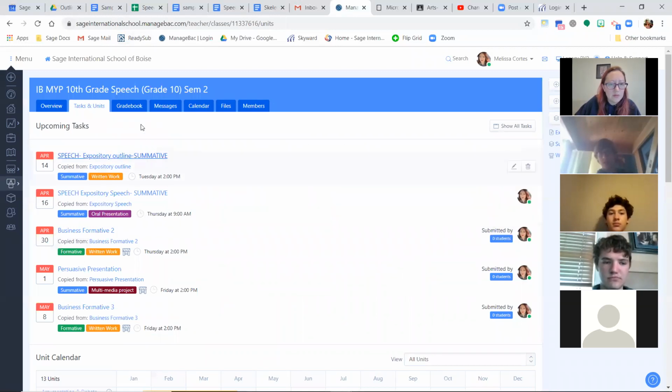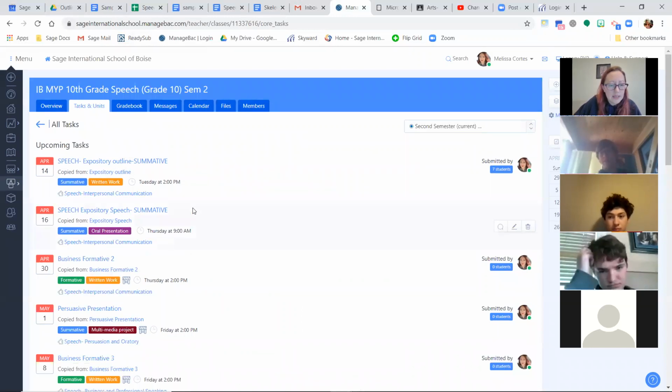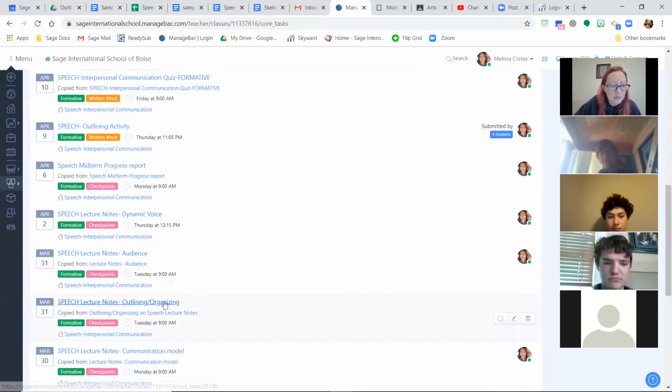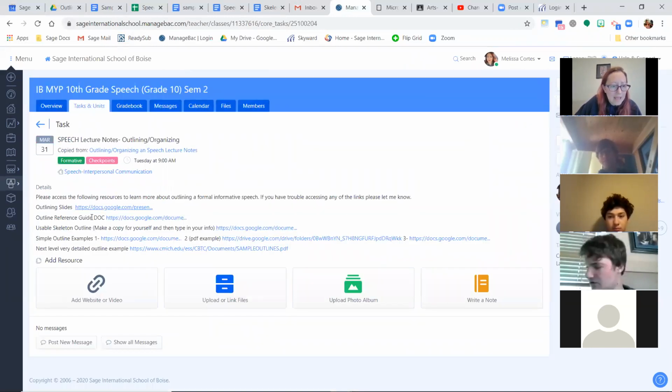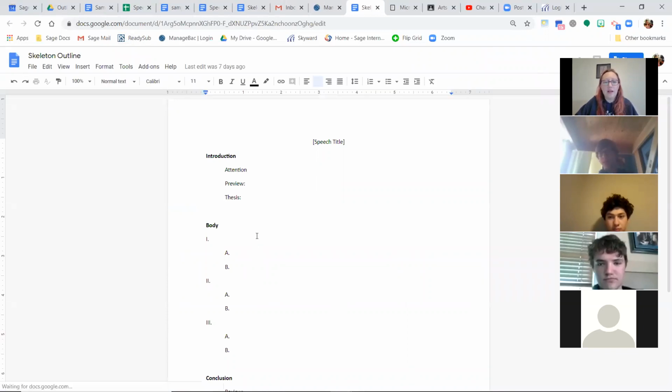So let's go to, where do I want to go? All tasks, go down to our outlining. And okay, this is your usable skeleton outline. You can make a copy for yourself and all the indicators are there. And then you just have to type some stuff, okay? So you can use that and that will be sufficient for your outline that is technically due today.